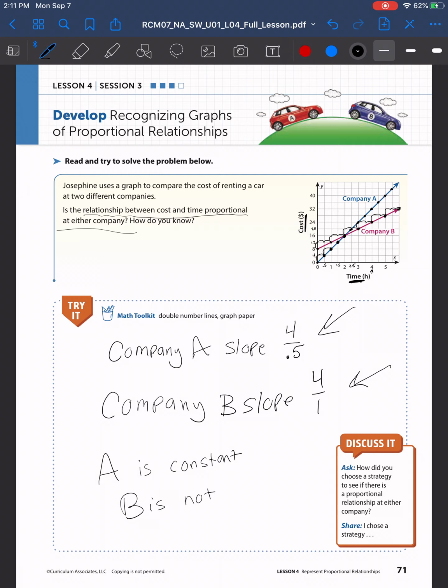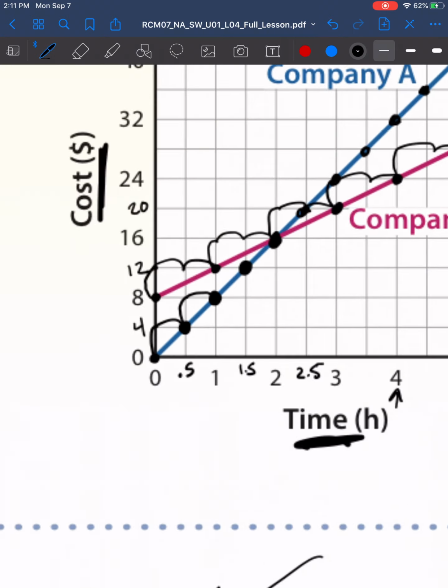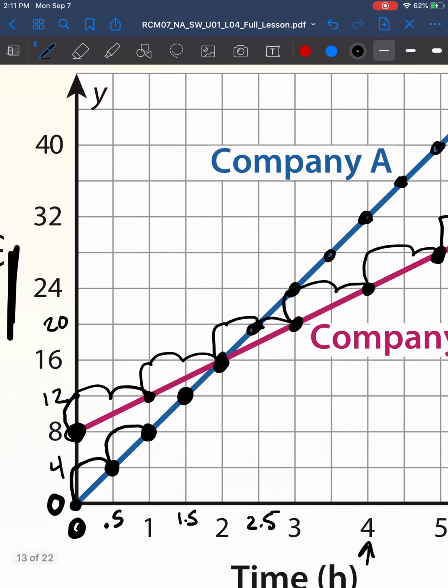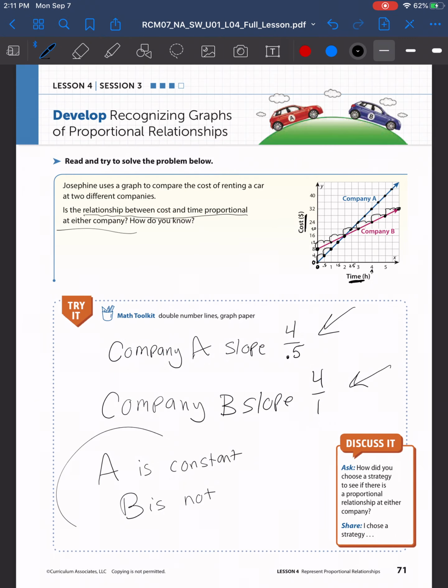And how we should have known that is we should have taken our x's and our y's and divide and divide and divide. The big reason why it's not constant is because it started at 8. It doesn't make sense, right? If you take the car out for 0 hours, you shouldn't have to all of a sudden pay $8, right? If you haven't taken the car out, you shouldn't have to pay for anything. Okay, so that makes sense.